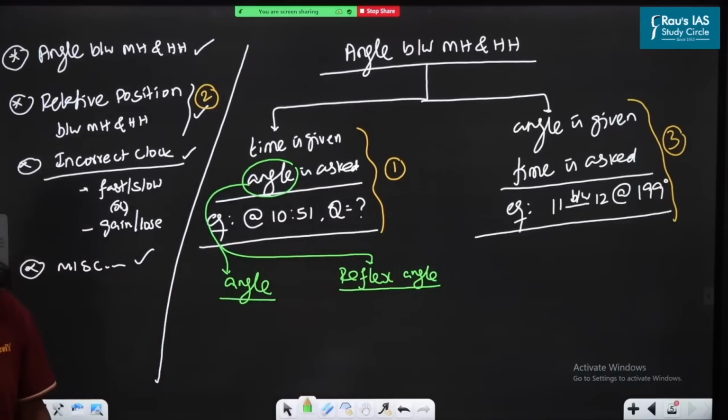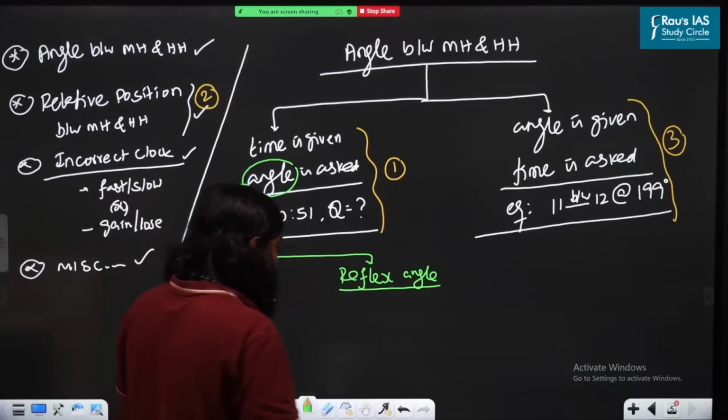What is called a reflex angle? Less than 90 degrees is an acute angle, 90 degrees is a right angle, more than 90 and less than 180 is obtuse, 180 degrees is a straight line, and more than 180 and less than 360 degrees is called a reflex angle. Understood? That is not an outer angle like that.